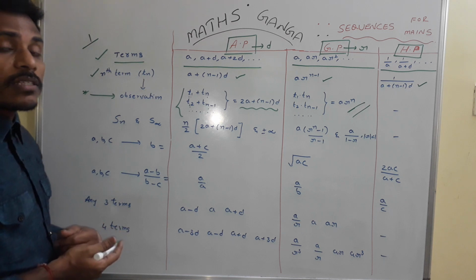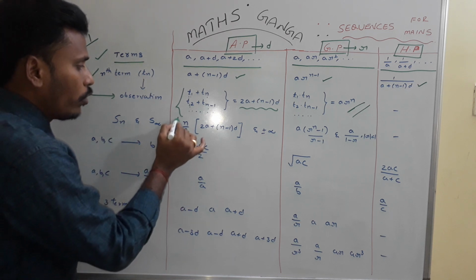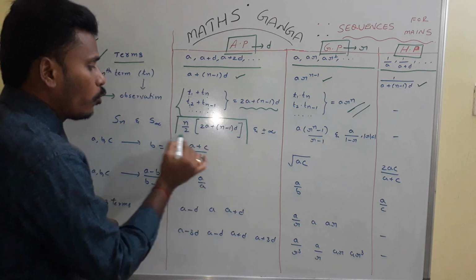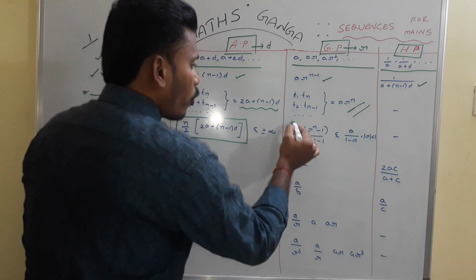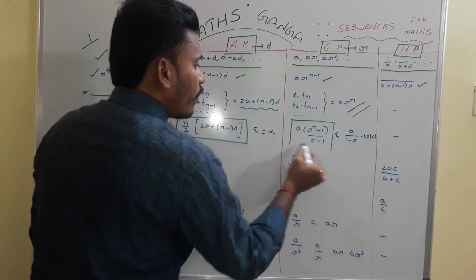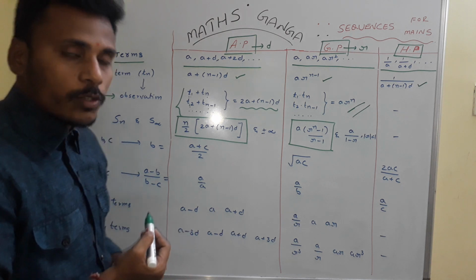And coming to the sum of the n terms, if you add n terms of an AP, the rule is n by 2 times 2a plus n minus 1 into d. Whereas in the case of geometric progression, the sum of n terms is given by a into r to the power of n minus 1 by r minus 1.